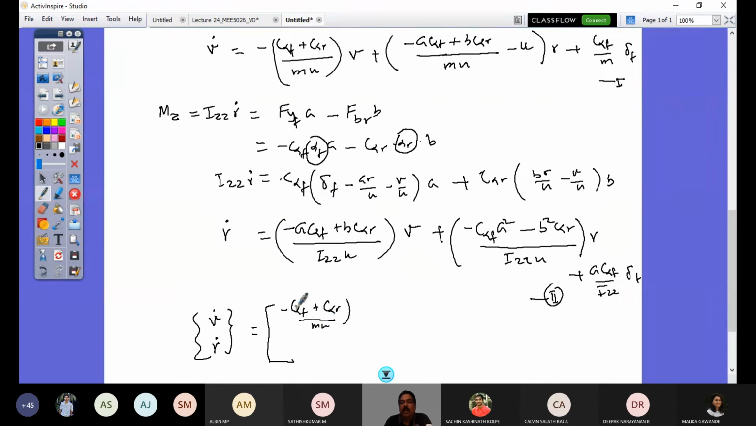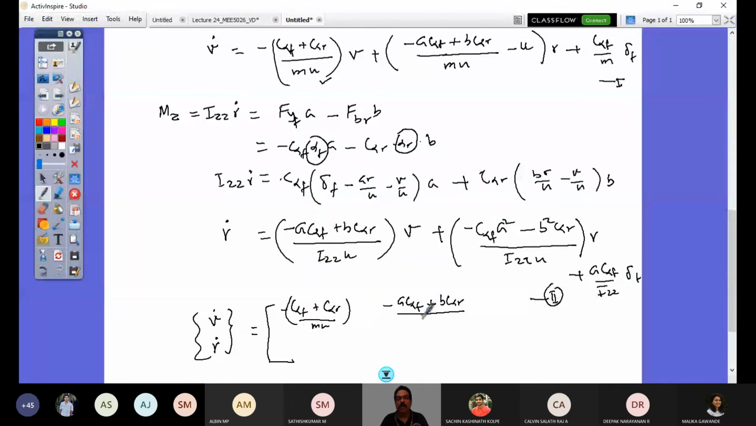And what is the coefficient of r here? This: minus (A C alpha F plus B C alpha R) by mu, and I have minus u here as well. So this is my second term, and this is going to be a 2 by 2 matrix.